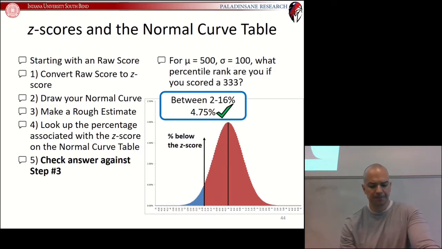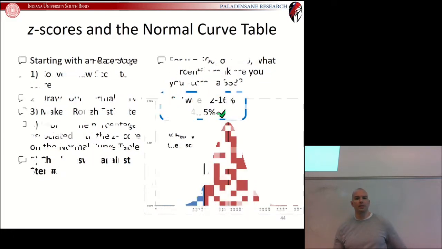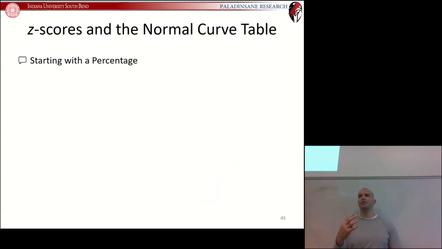Make sense? All right. The other thing that you can do with the normal curve table is you start with a percentage and you end up with a raw score. So these kinds of questions are when somebody says to you, oh, I'm trying to get into grad school, for example. I need to be in the top 10%. What do I need to get on my GREs? So in this case, you're starting with the percentage. I want to be in the top 10%. What's the raw score that I need?